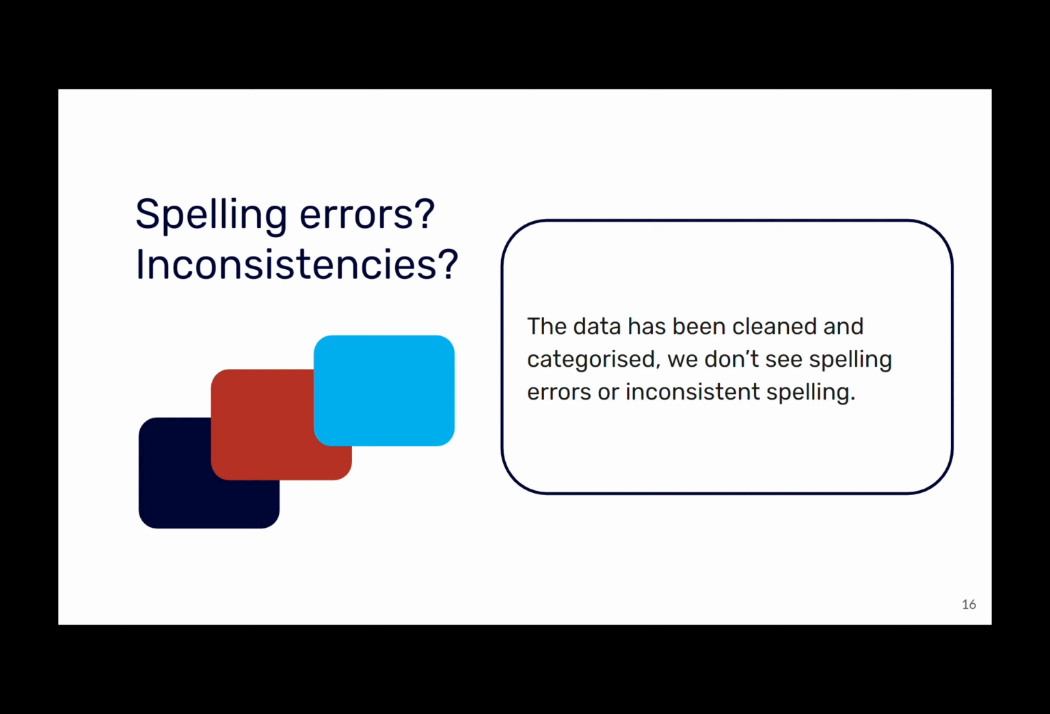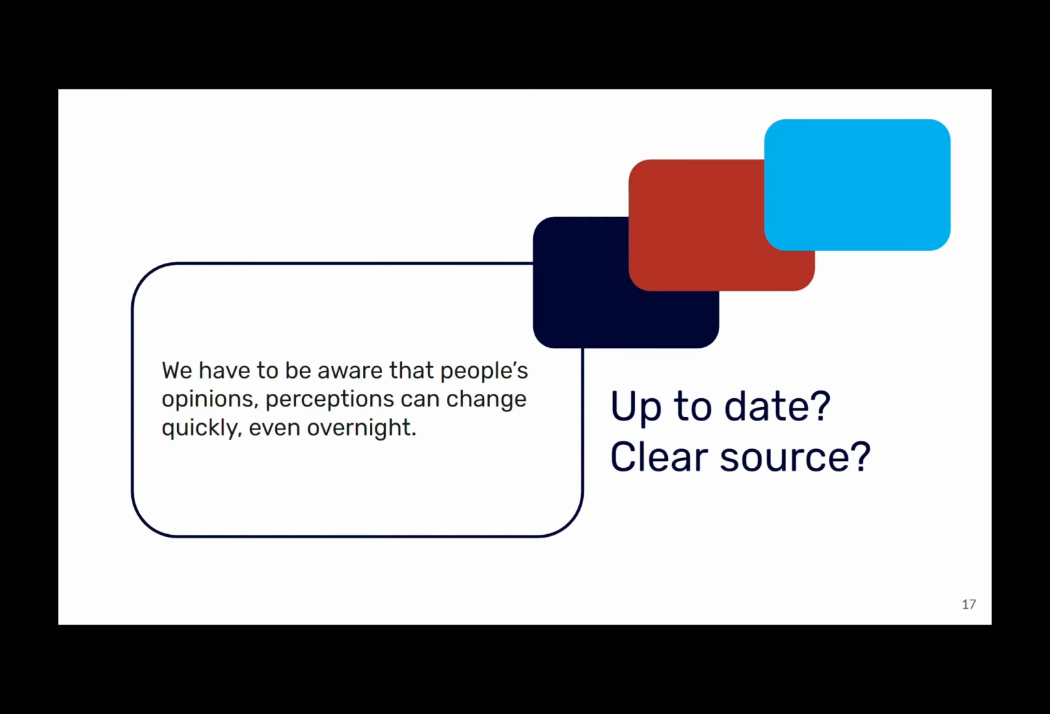Next, we're going to look at spelling errors and inconsistencies. The data has been cleaned and categorized. We don't see spelling errors or inconsistent spelling. Is this data up to date? Does it have a clear source? We have to be aware that people's opinions and perceptions can change quickly, even overnight.